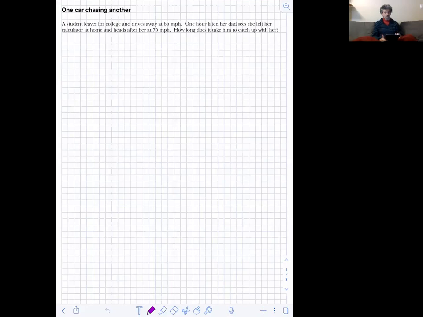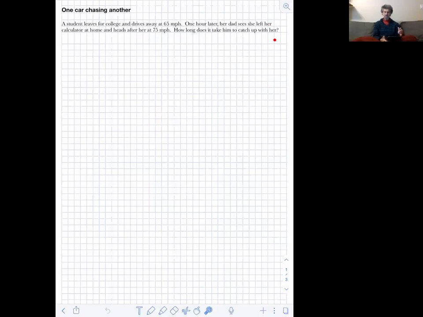So let's say we've got a student leaving for college and they drive away and they're going 65 miles per hour. And 1 hour later, her dad says, "Oh my goodness, she left her calculator at home." And being such a dweeb that he can't think of what to do, just by texting and saying, "Hey, you left your calculator at home," he gets in his car and drives after her going 75 miles an hour. And the question is, how long does it take for him to catch up with her?